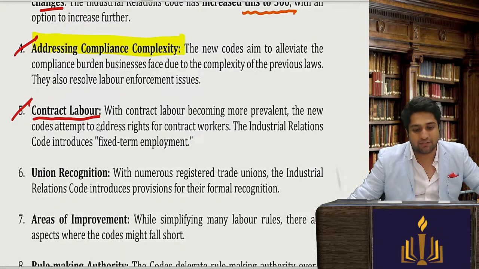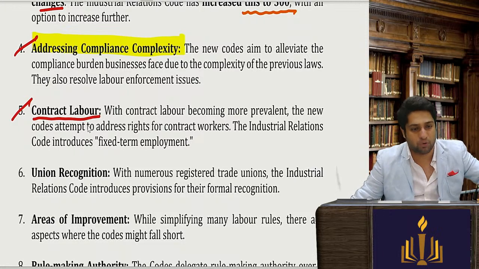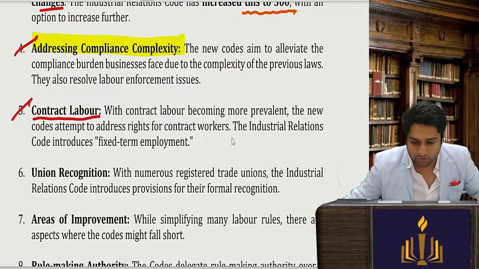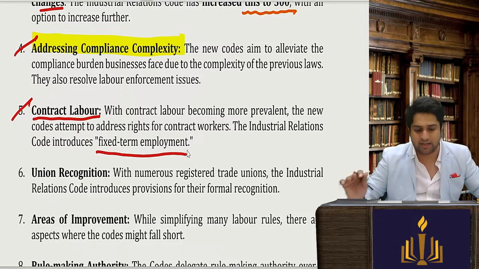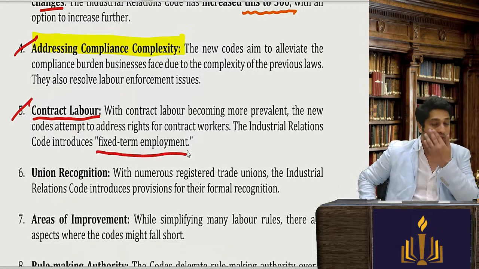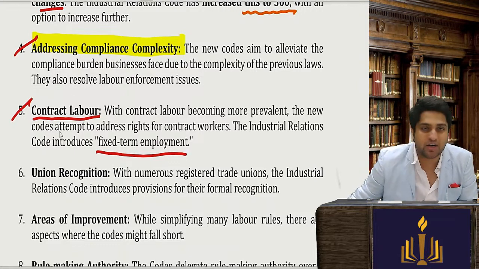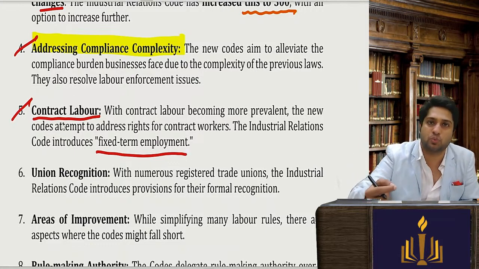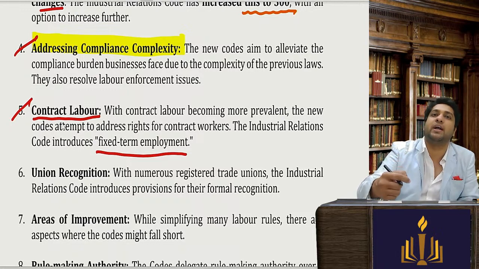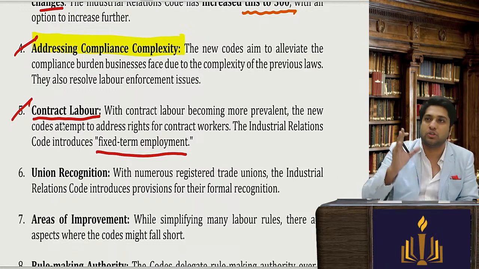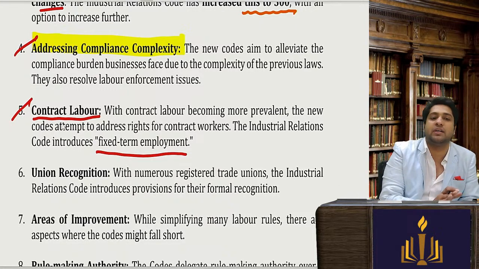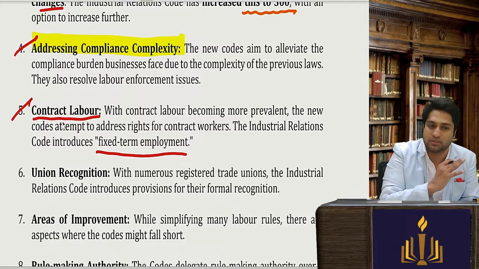Contract labor has been defined and we have given them a lot of support. They have introduced the concept of fixed term employment. I will tell you in some time what it means. What does contract labor mean? Contract laborers are those workmen who are employed by a contractor. So when a contractor employs someone, they are called contract laborers.